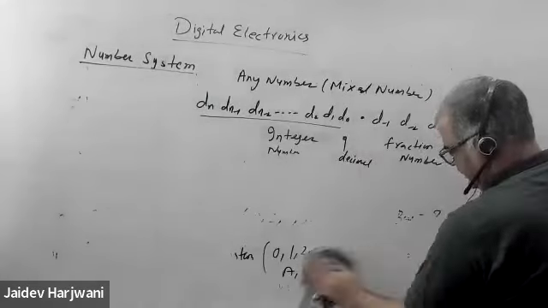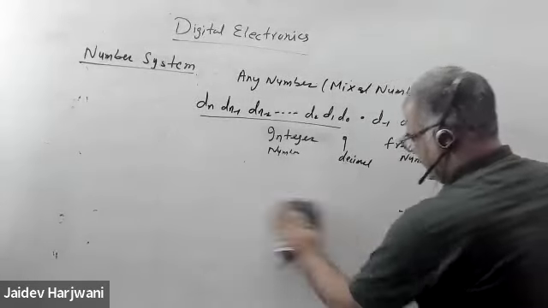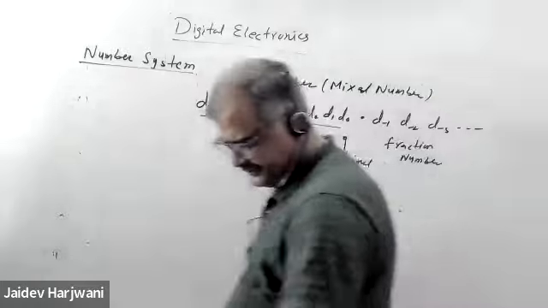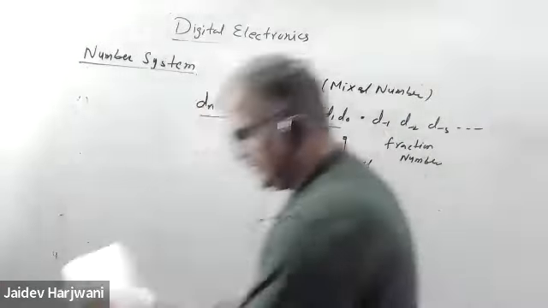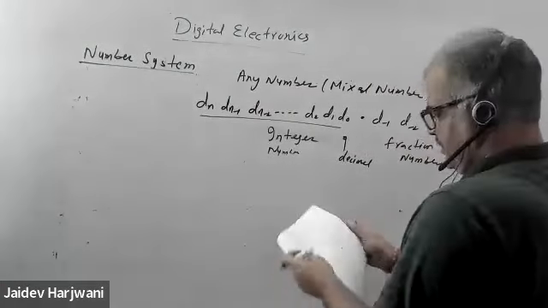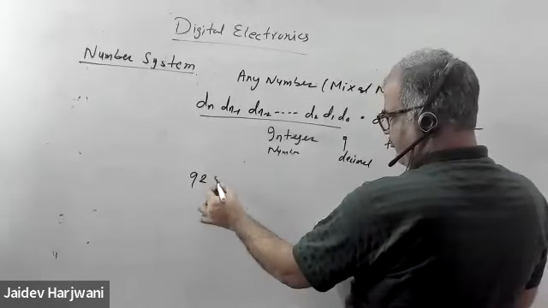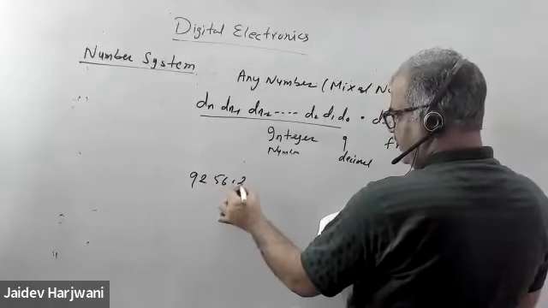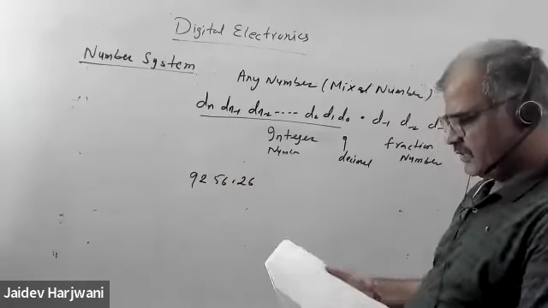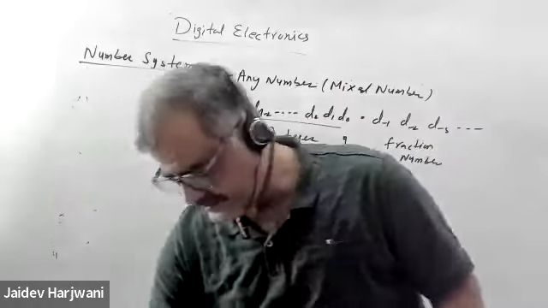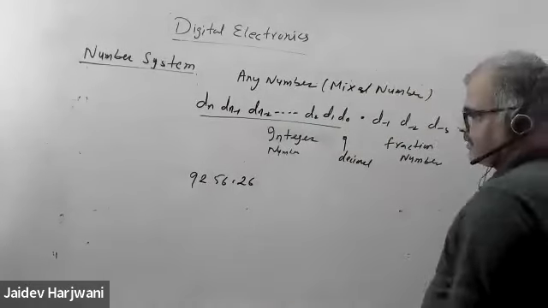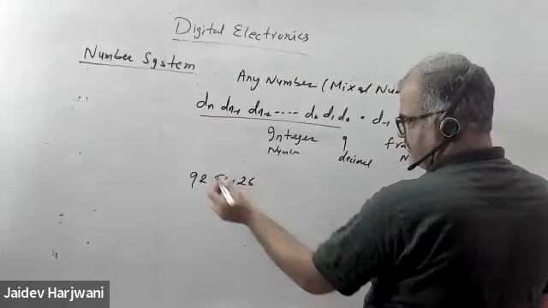For example, if I have a number, say, let me write a number, 9256.26. This is a decimal number. So how can I write this number? This is a decimal number system.